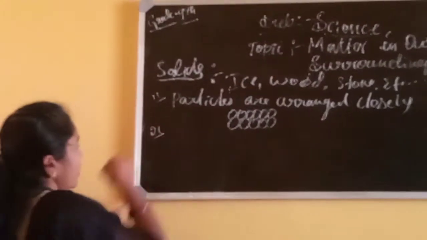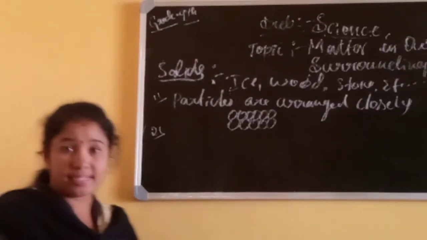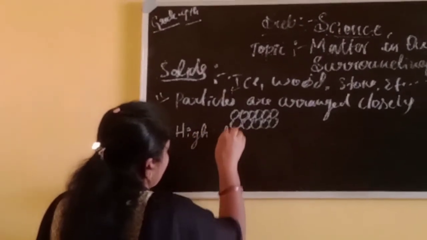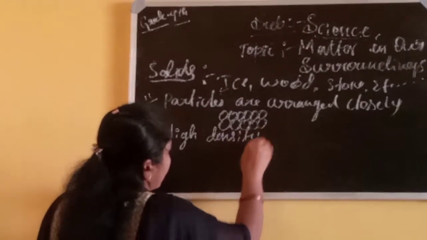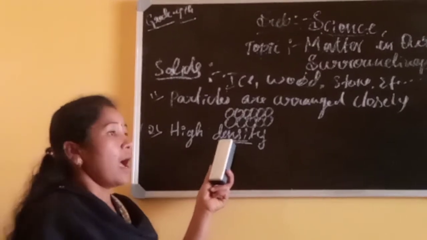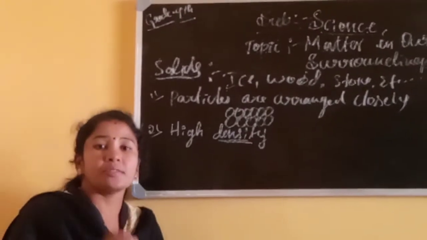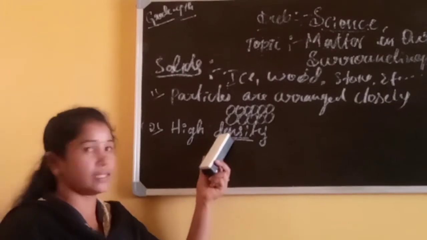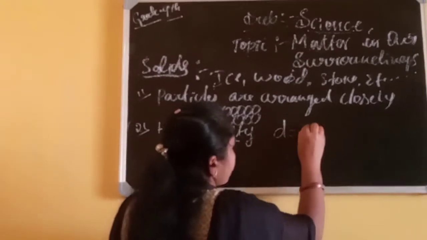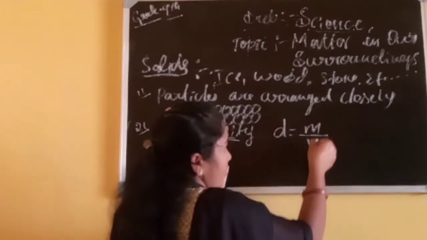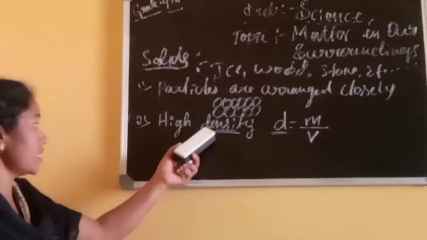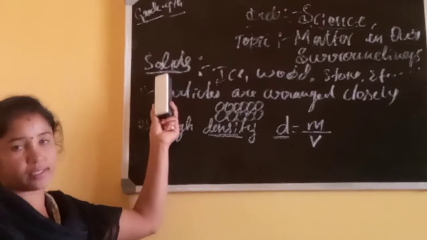Now the second one is high density. Dear students, you know about density? Density means a substance's mass per unit volume is called density. Its formula is D equals m by V, mass divided by volume. You will get the density. This density is very high in solids.